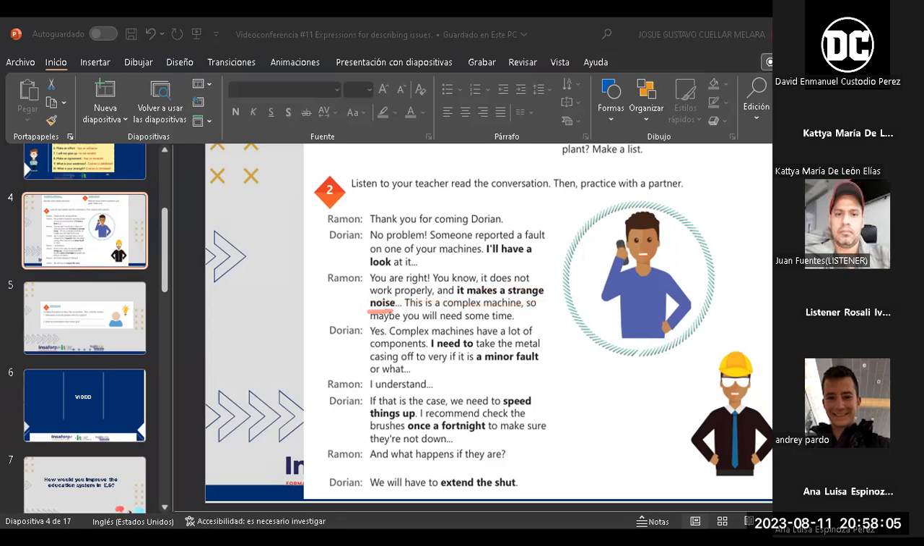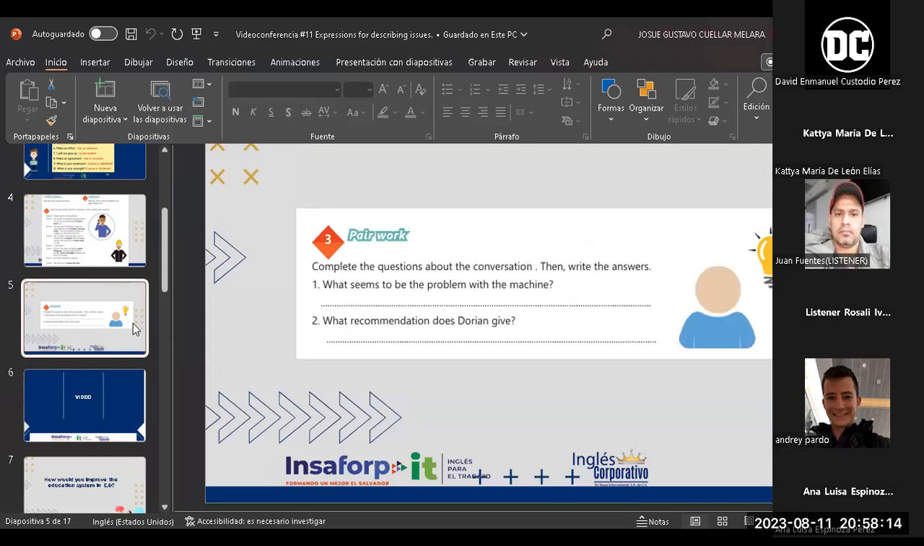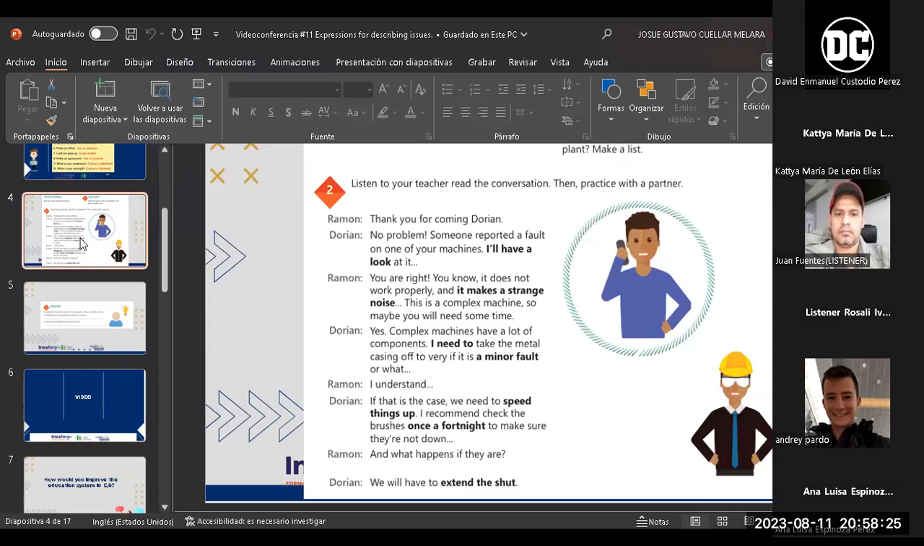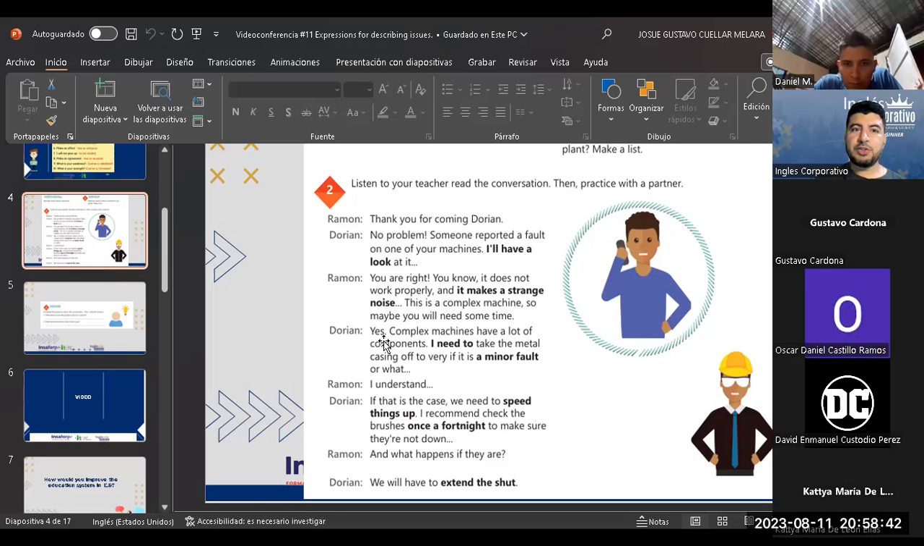So that is a good evidence that something is not good. We have question number two. What recommendation does Dorian give? Maritza, could you talk about the recommendation that Dorian gives? I recommend check the brushes once a fortnight. Mm-hmm. Yeah, that's it, to make sure. So to check that part of the machine, fortnight. Every 2 weeks, cada dos semanas. Thank you, Maritza.